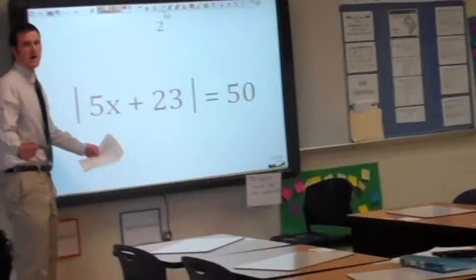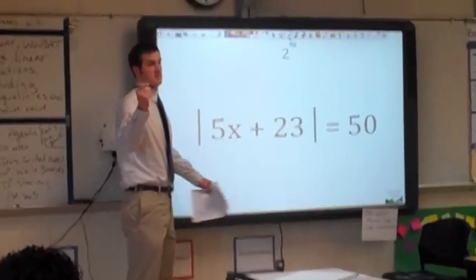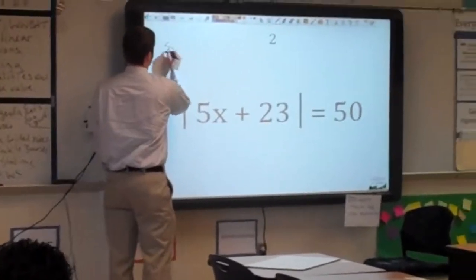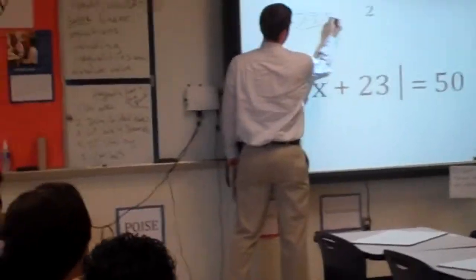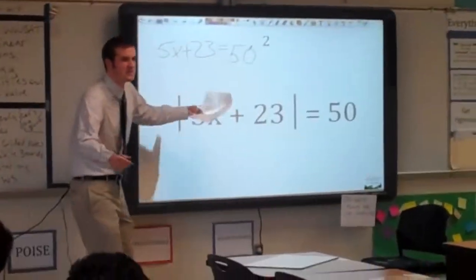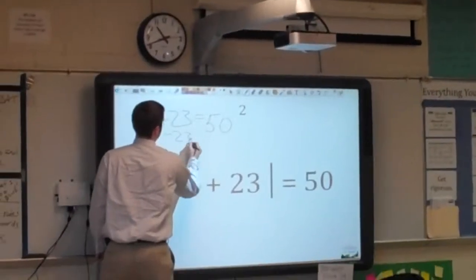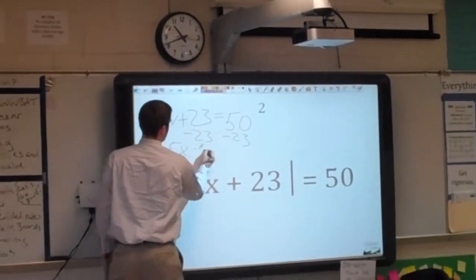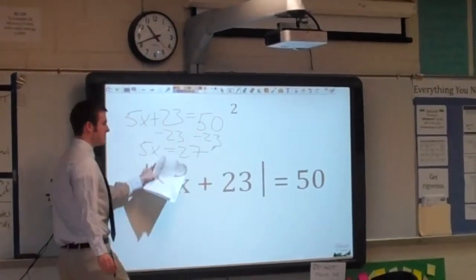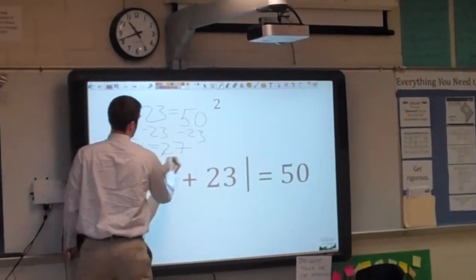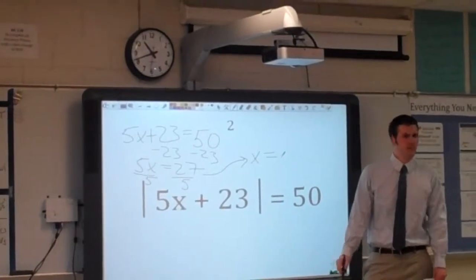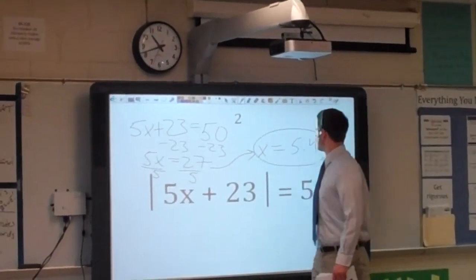All right. What are my two answers? You erased them already? I hear a bunch of numbers and words. How about I set up one of the equations? Here's our first one, right? How do we get 5x by itself? What's the opposite of addition? Subtraction. What's 50 minus 23? 27. How do I get rid of that 5? Divide by 5. What's 27 divided by 5? 5.4. There's one. Are we done yet?